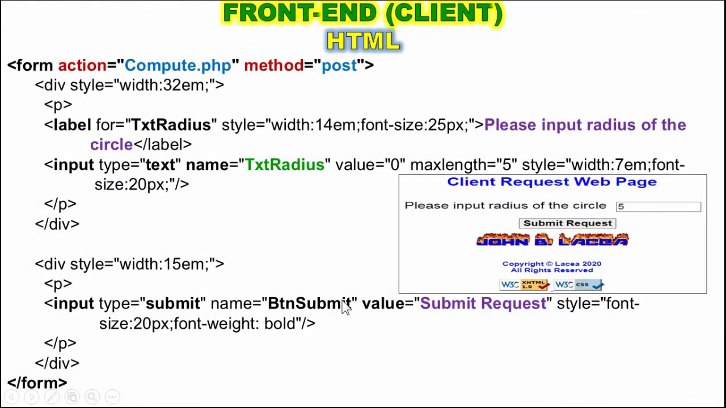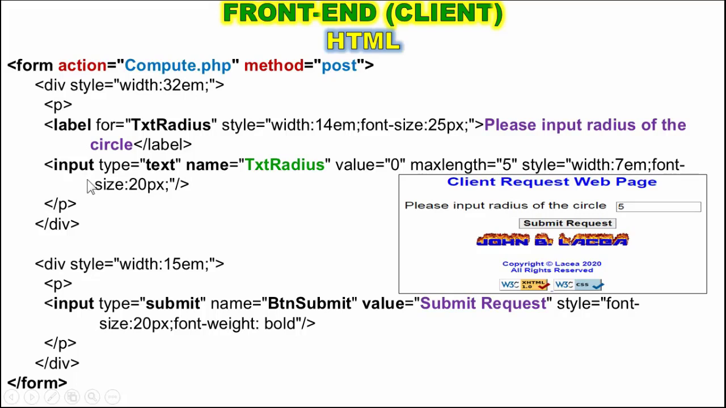Let us examine this form tag that provides a presentation layer where the user interacts. The action is compute.php and the method is post. The div tag denotes a block level section. The style tag controls the appearance such as color, font, background images, and visual effects. The P tag indicates paragraph text. The label tag denotes a label.